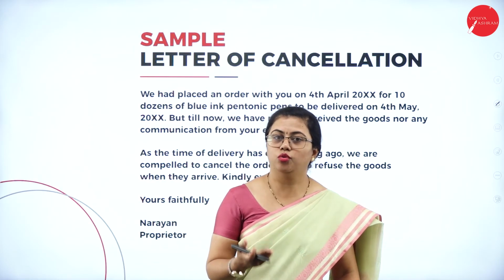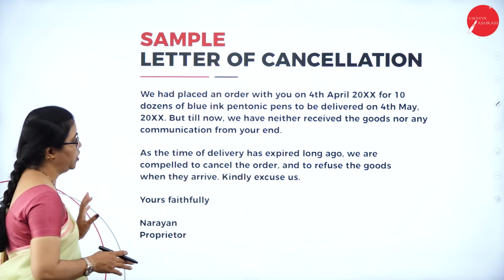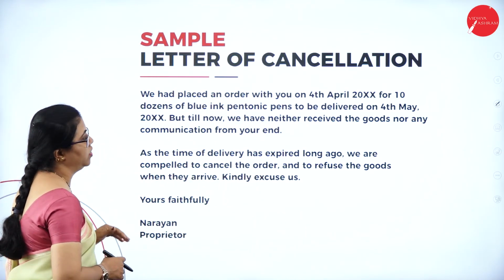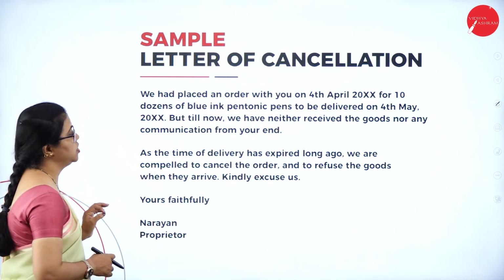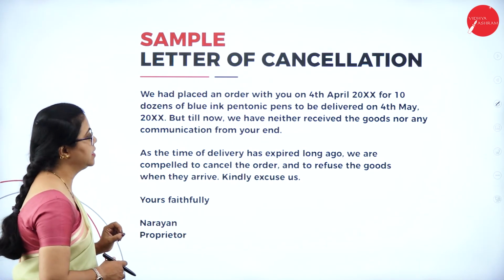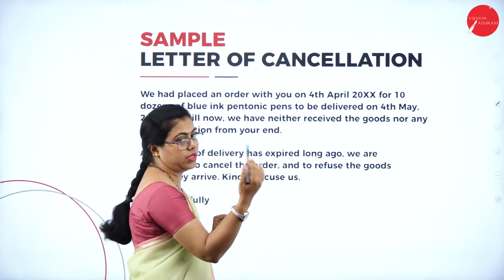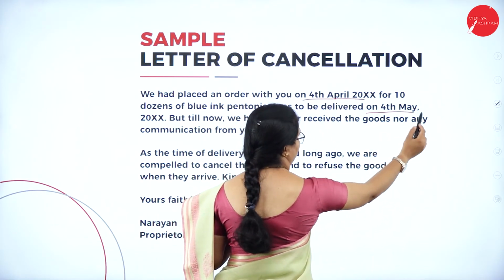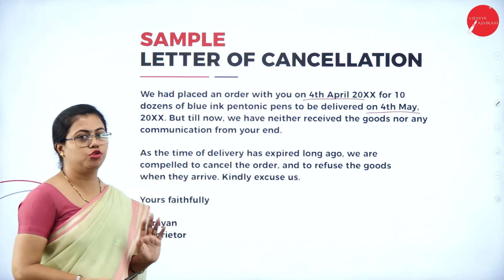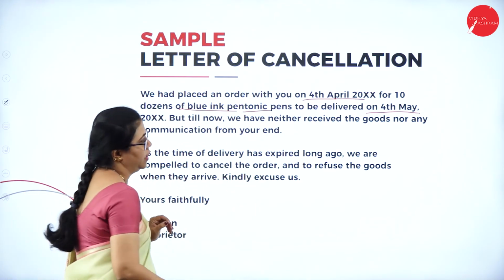So let us see how you write a letter there. This is how you write for cancellation of an order. Okay, so we had placed an order with you on 4th April, some date, for 10 dozens of blue ink pentonic pens to be delivered on 4th May. So here, you just see what they are stating, the reason. They had placed an order on 4th. Before 4th May, it was supposed to be delivered. So they have placed for blue ink pentonic pens.